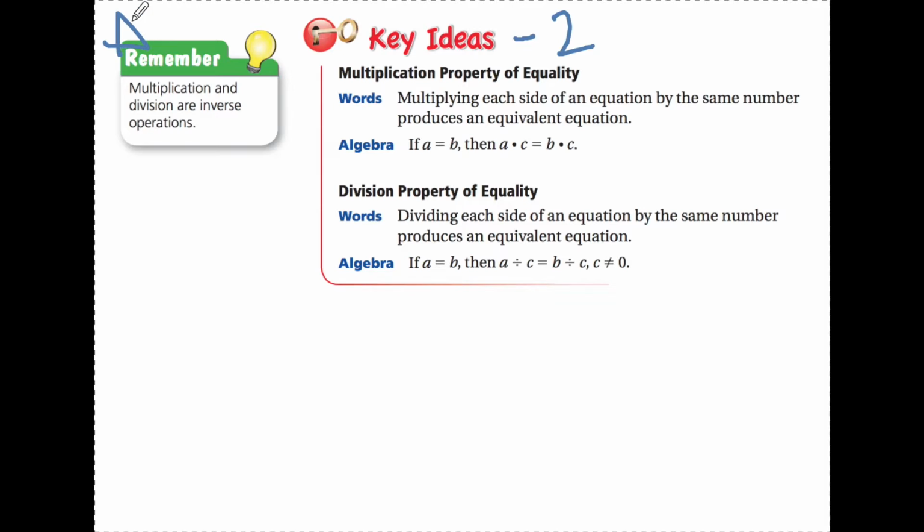One thing you definitely want to remember from your order of operations is that multiplication and division are inverse operations. So multiplication and division undo each other. If you multiply 4 by 2, you get 8, and if you divide 8 by 2, you get 4. Okay? Take a minute, jot that down, and we'll move on.